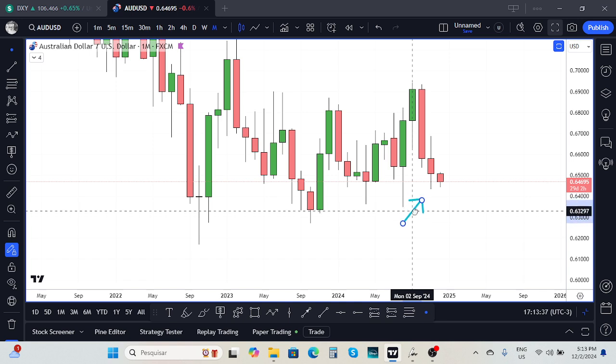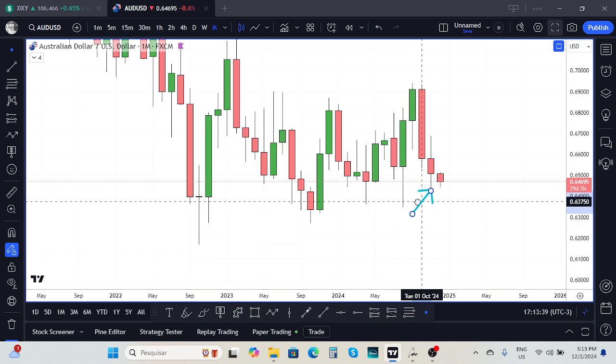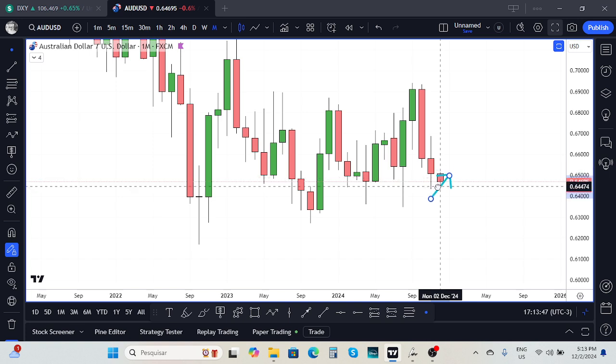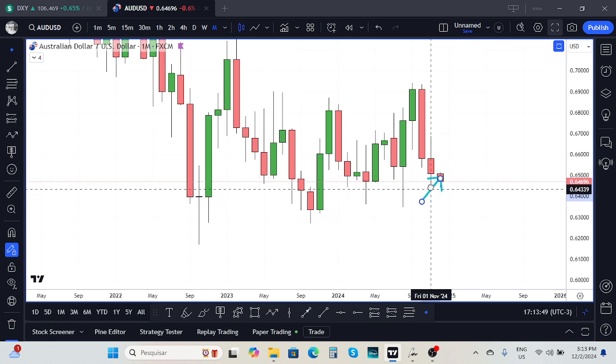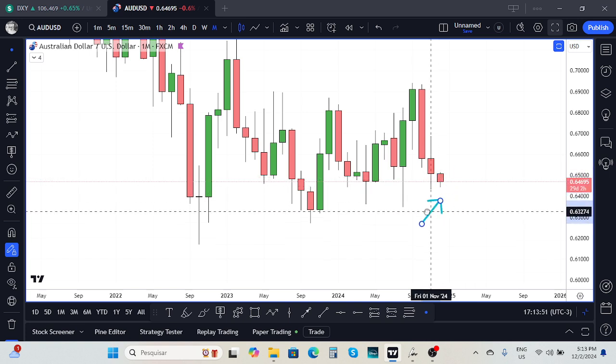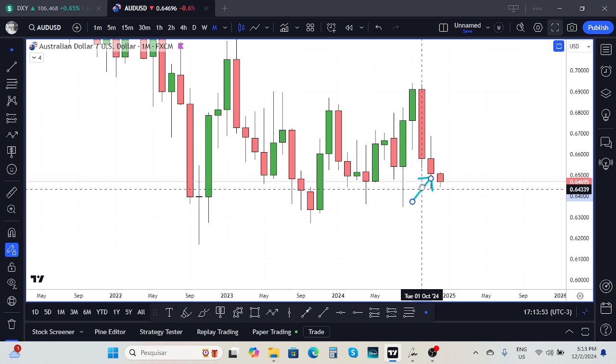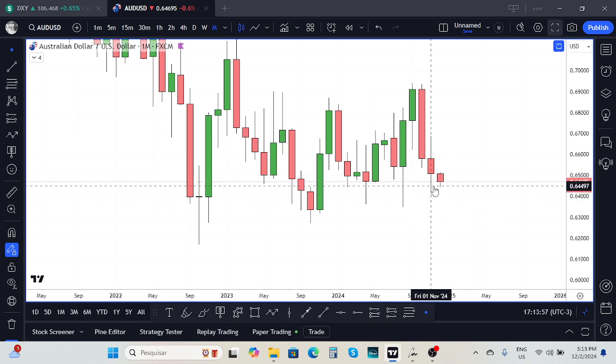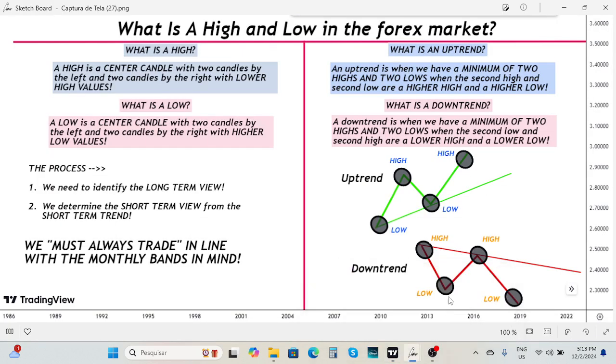Now we can see that this candle here is not a low. We cannot consider this candle a low until this month's candle closes and the January candle closes. And if neither of the 2 candles makes a new low that is lower than this, then we can consider this a low. All right, guys, let's jump into the other part.